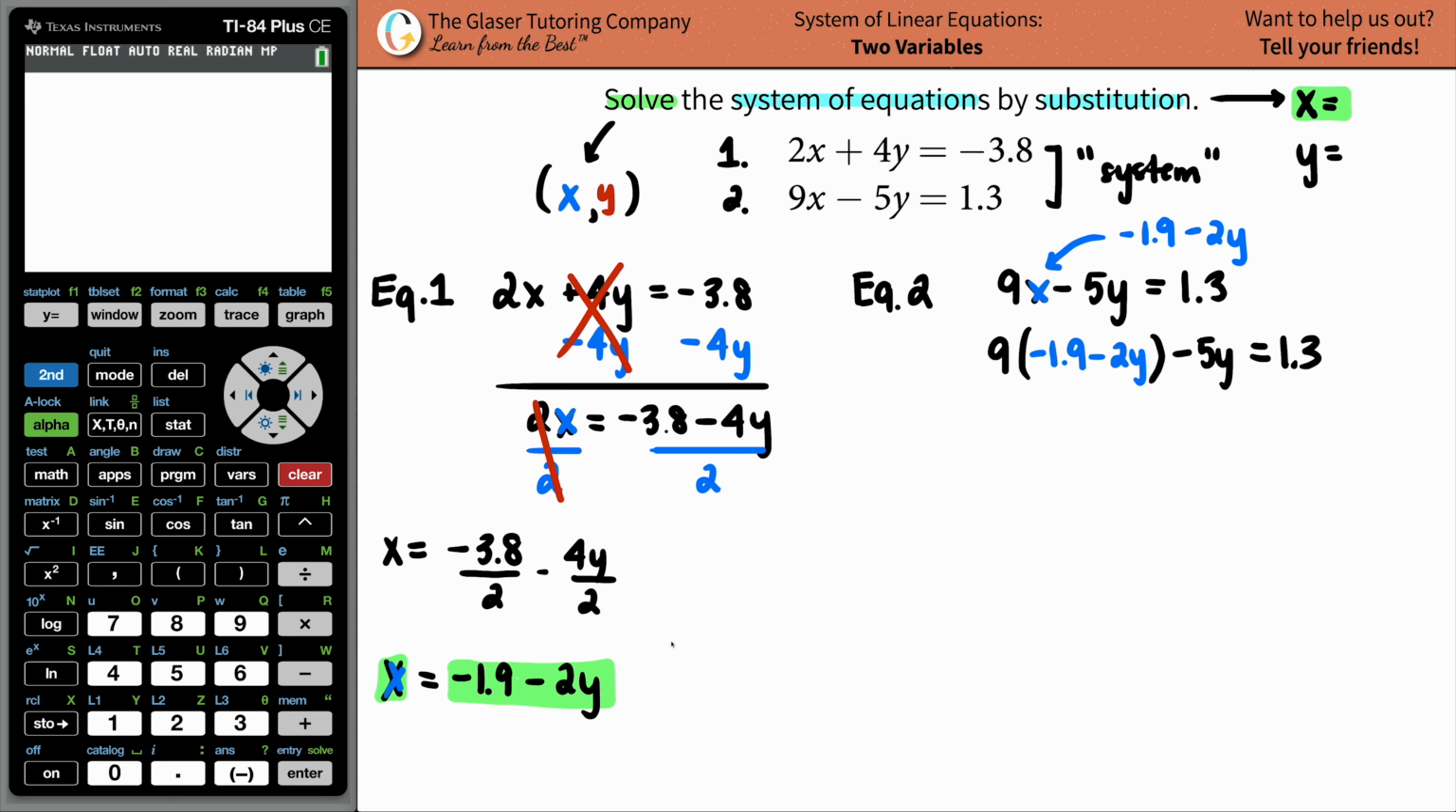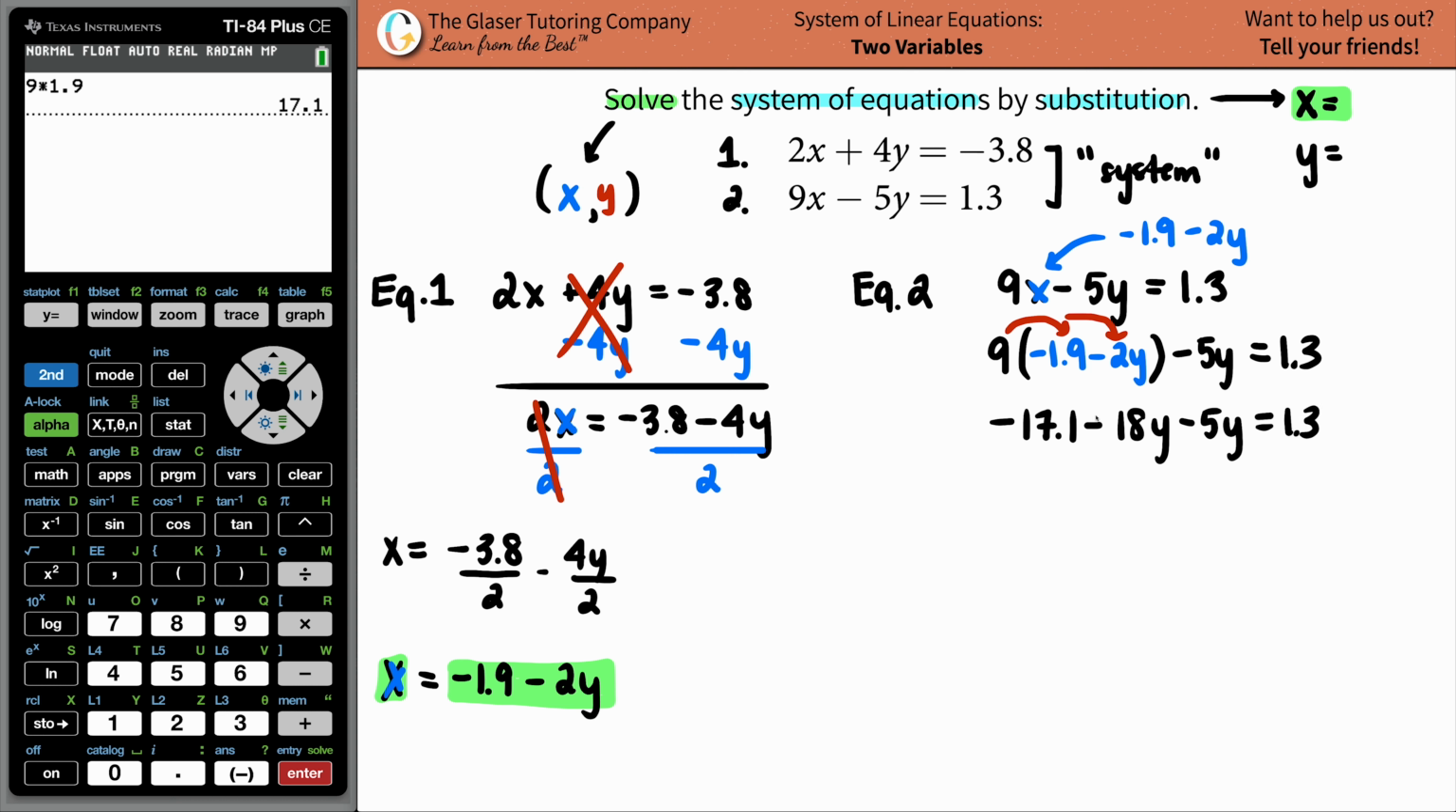Okay? So, yeah, I think we're good to go, right? Now we just have to do PEMDAS, right? We got to distribute. So what is this? 9 times, I'm just going to do it quickly on the calculator. 9 times 1.9, 17.1. So we got negative 17.1 minus 9 times 2 is 18y minus 5y equals 1.3.